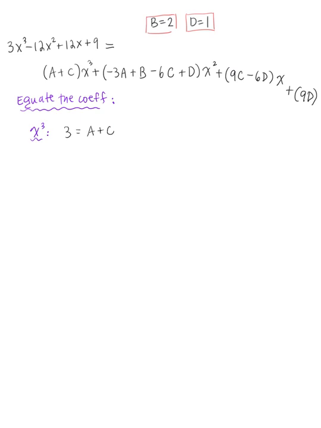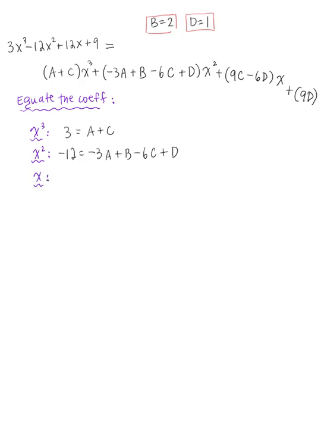Because look, we only need to find a and c now, right? Okay, so keep that in mind. But anyways, let's just write everything out. So let's equate the coefficient on x squared. The coefficient on x squared on the left is negative 12. And then the coefficient on the right hand side on the x squared is, holy moly, this whole thing. So you're going to have negative 3a plus b minus 6c plus d. Yikes.